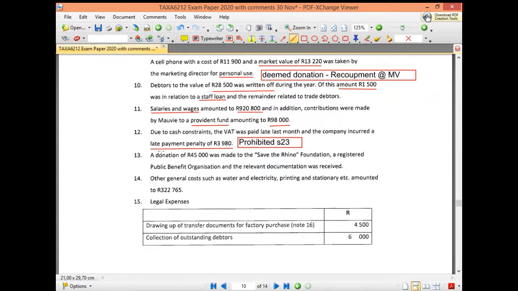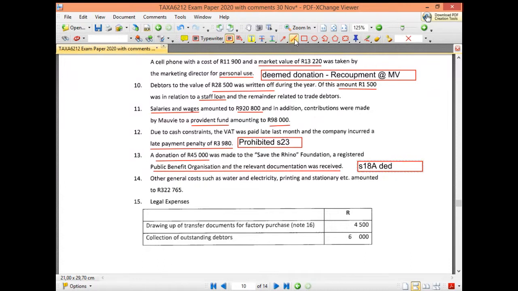Then we have a donation of 45,000. This was made to a PBO, and they tell you we've got the relevant documentation. So this means our section 18A deduction at the end will need to be calculated. It is limited to 10% of that subtotal or the lower of the donation amount. Now, based on the value so far, it will probably be the donation amount because that subtotal will be greater than 10% of that, just based on what I've seen so far.